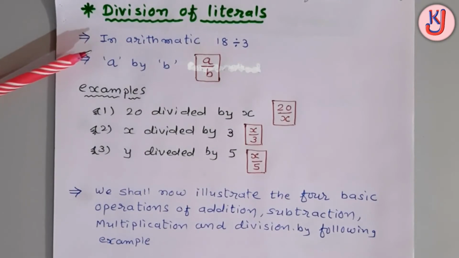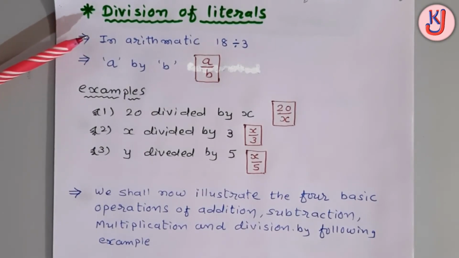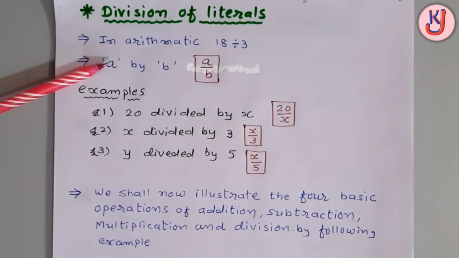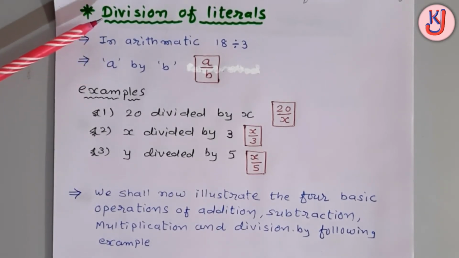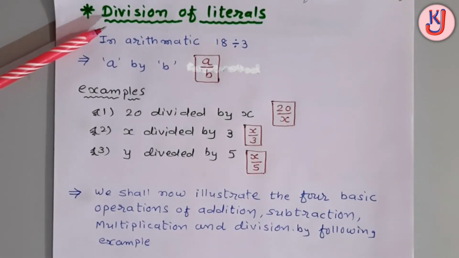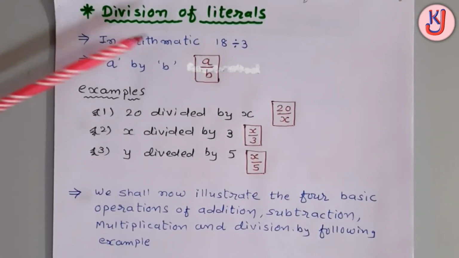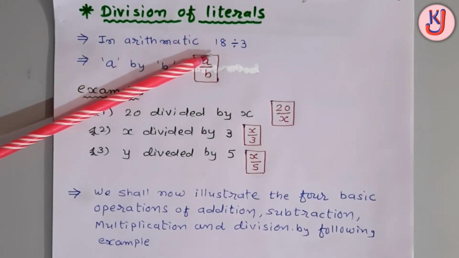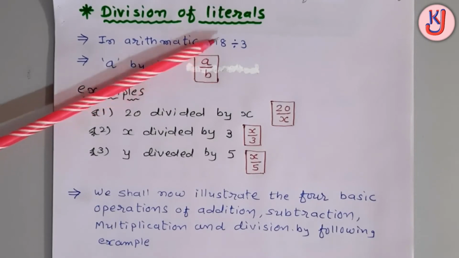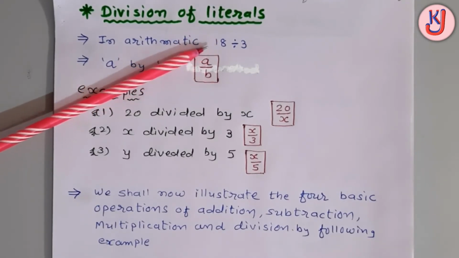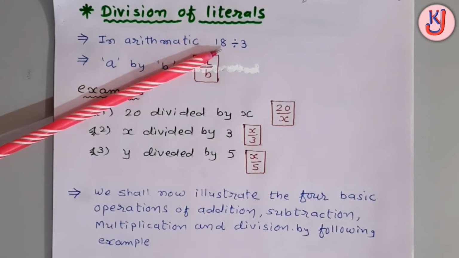In arithmetic, we studied that the division sign is read as "by" between the two numbers, which means that the number on the left of the division sign is to be divided by the number on the right. For example, 18 divided by 3 means that the number 18 on the left of the division sign is to be divided by the number 3 on the right.